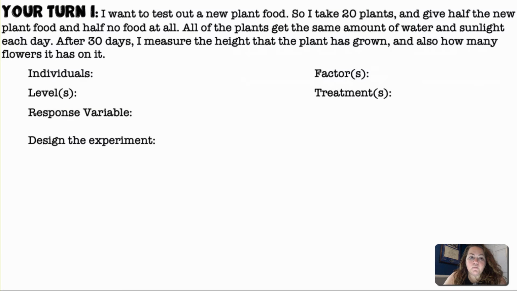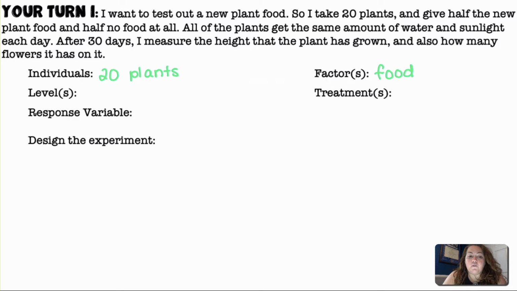Your turn 1. I want to test out a new plant food. So I take 20 plants and give half the new plant food and half no food at all. All of the plants get some amount of water and sunlight each day. After 30 days, I measure the height that the plant has grown and also how many flowers it has on it. My individuals will be the 20 plants.